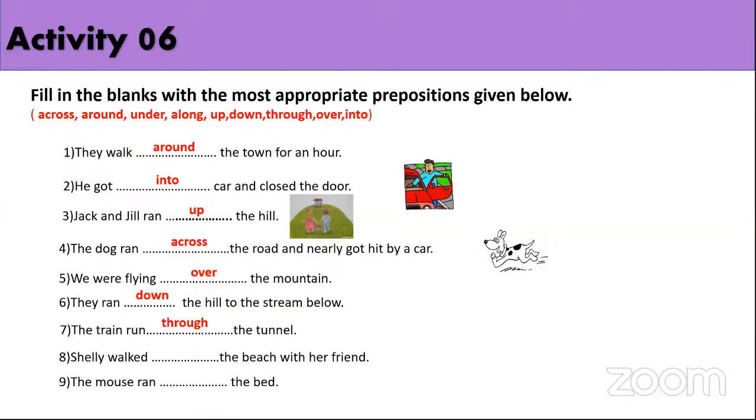The train runs through the tunnel. Next one, Sally walked along the beach with her friend. The last one, the mouse ran under the bed. See how many you have got correct. Out of 9, 9 out of 9, 8 out of 9, 7 out of 9. See, you can check your answers.